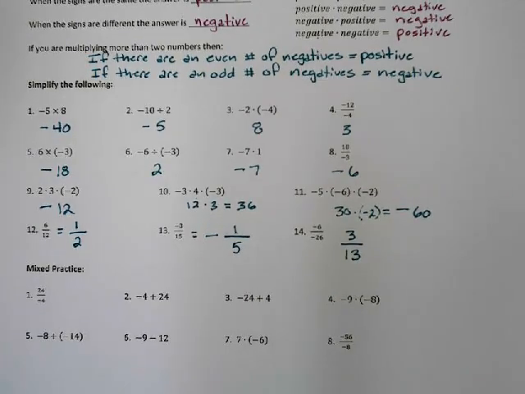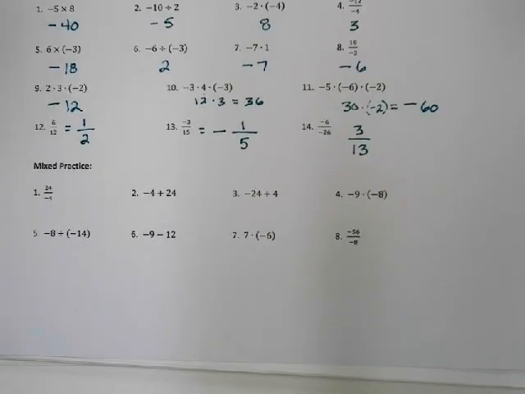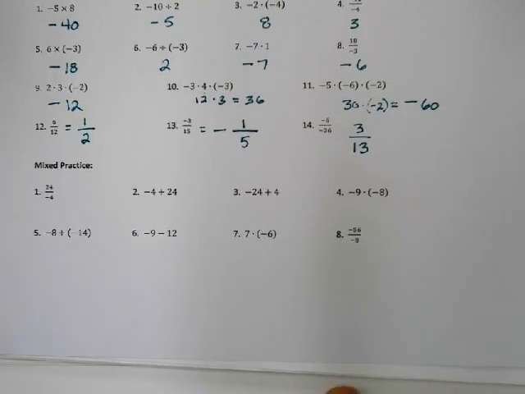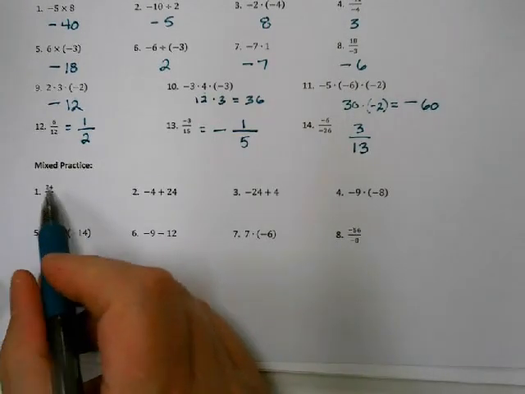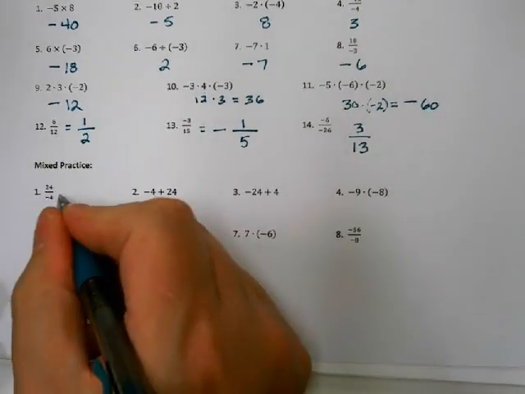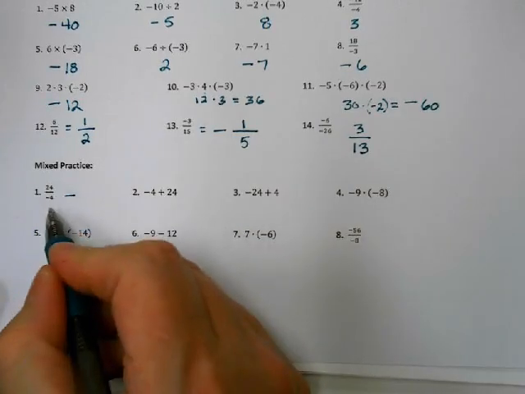Mixed practice. So this is going to combine your addition and subtraction that we did earlier with your multiplication and division. This is division. There are different signs, so our answer is negative. 24 divided by 4 is 6.